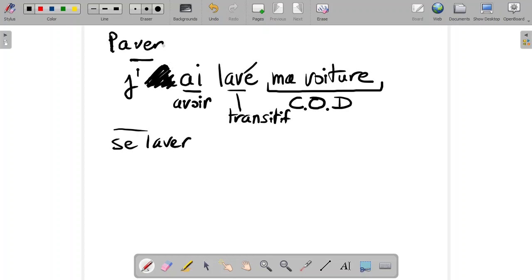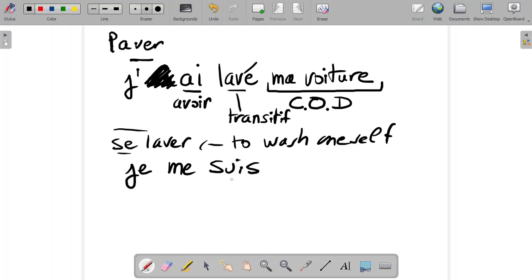But se laver. So you use laver, but this time in the pronominal form. So this is to wash, and this is to wash oneself. And here you say je me suis lavé, with être. So because here you are using laver in the forme pronominale, you have to switch to être.